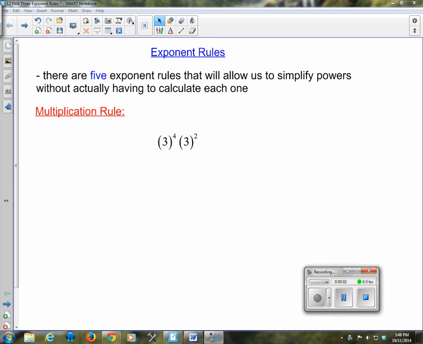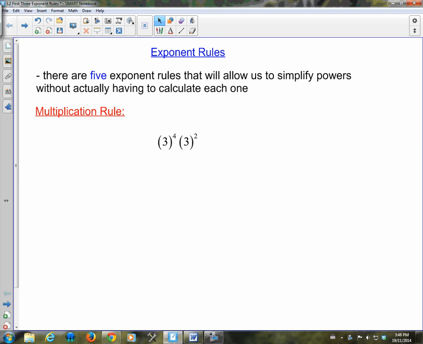Unit 4, Lesson 2. Now we're going to get into some exponent rules or exponent laws that are going to help us to simplify things and not have to worry about expanding, and let us work with some algebra and exponents. So there's 5 basic exponent rules that we're going to use to simplify powers without actually having to calculate anything. First one is the multiplication rule.